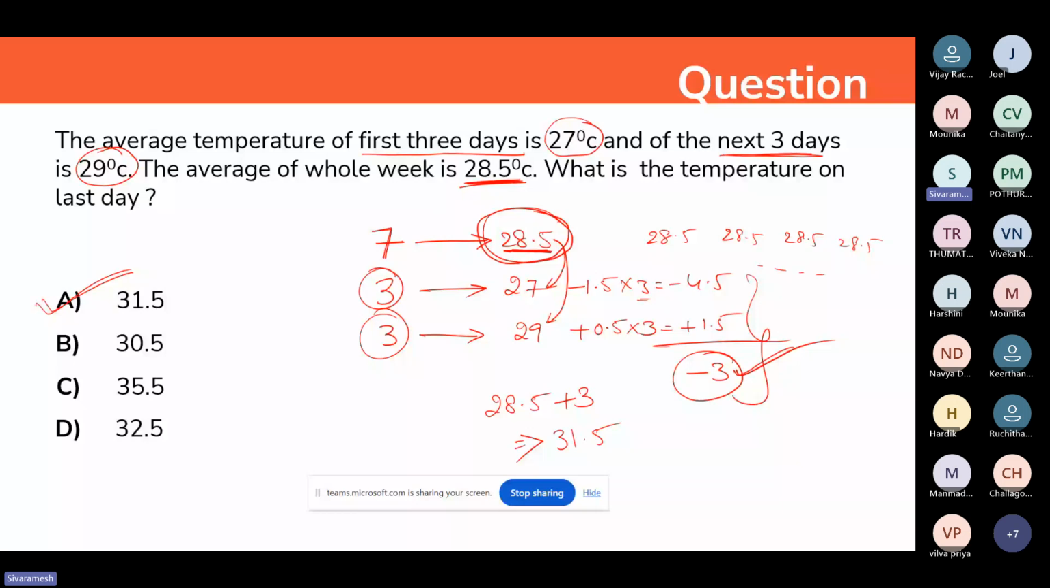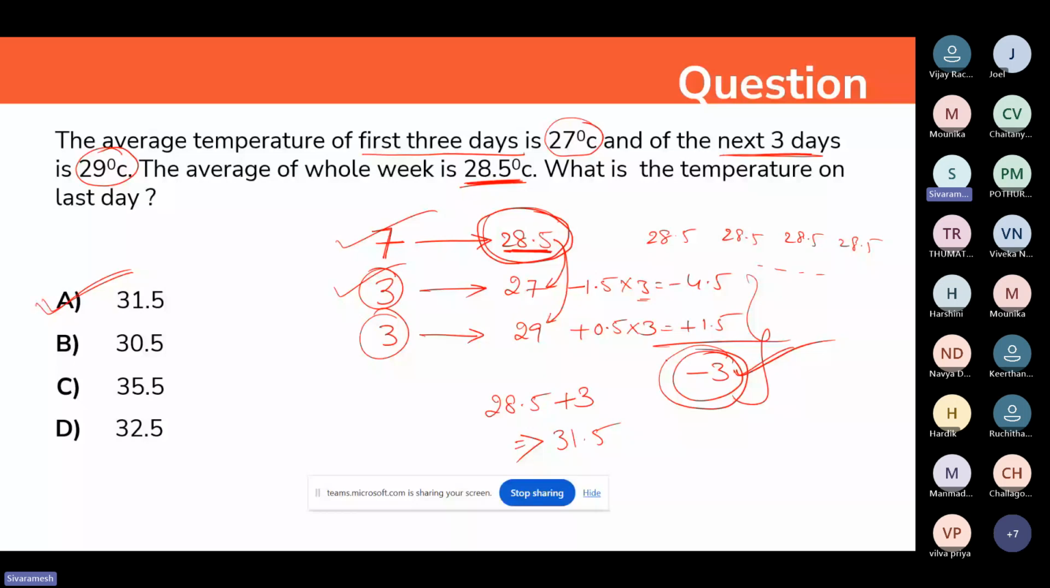So the entire week temperature, again I repeat, the entire week temperature is 28.5. First 3 days 27. So how much got decreased? -1.5 for 3 days, so into 3. Here how much got increased? 0.5 for 3 days, so 1.5. So when you want to balance this, -3 will be the value.